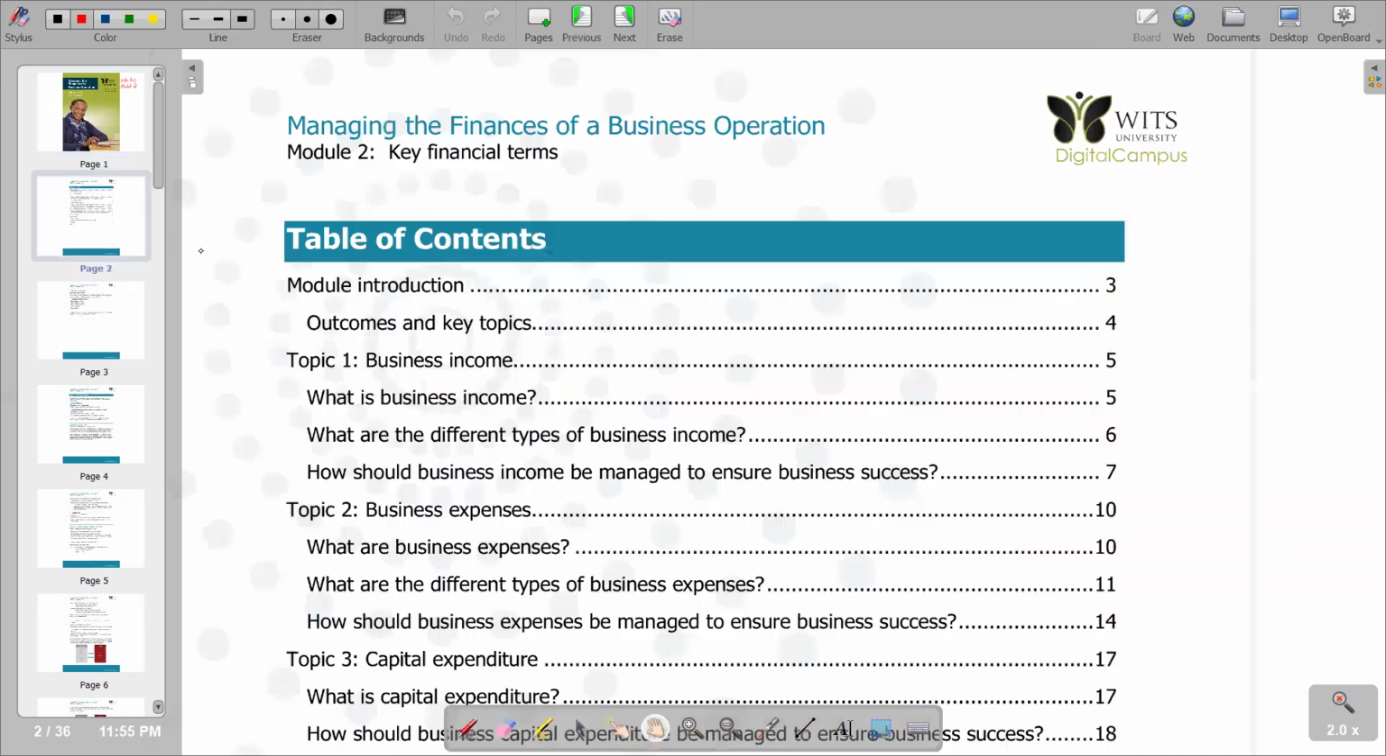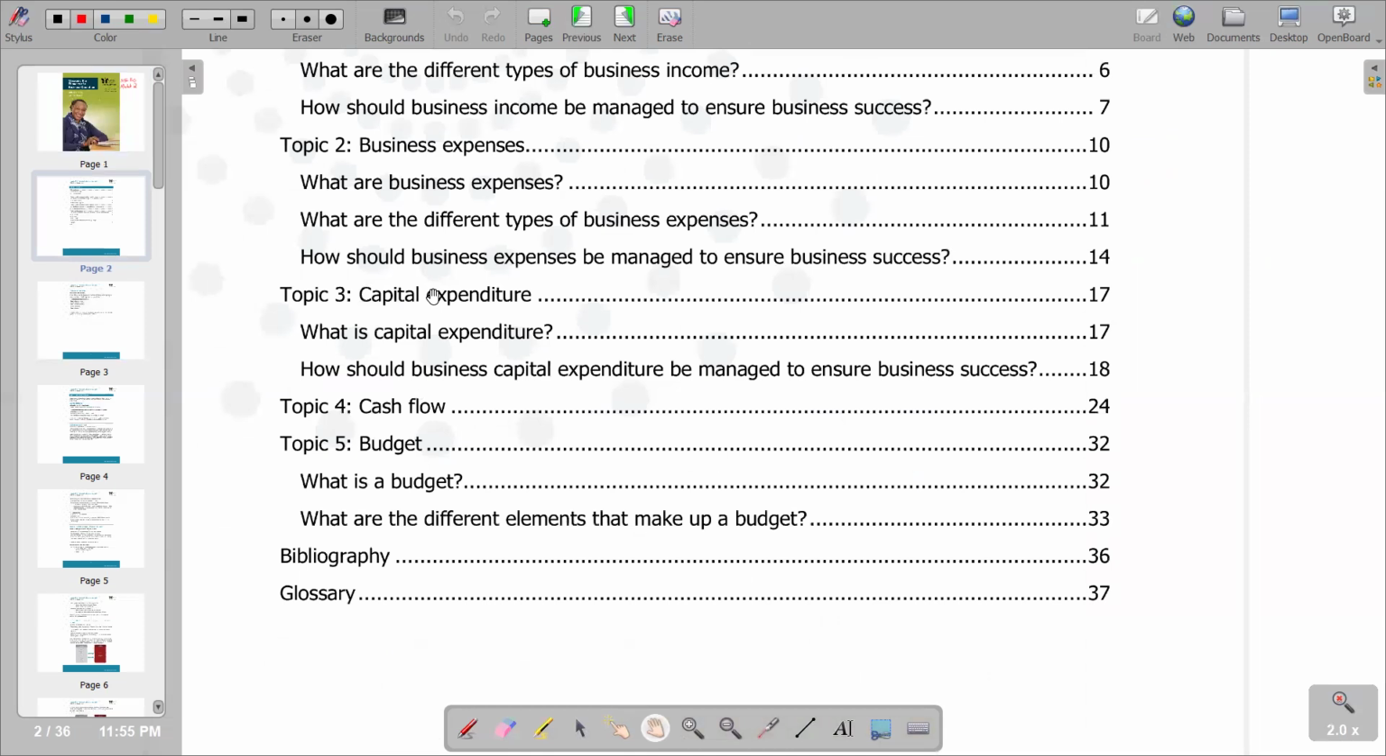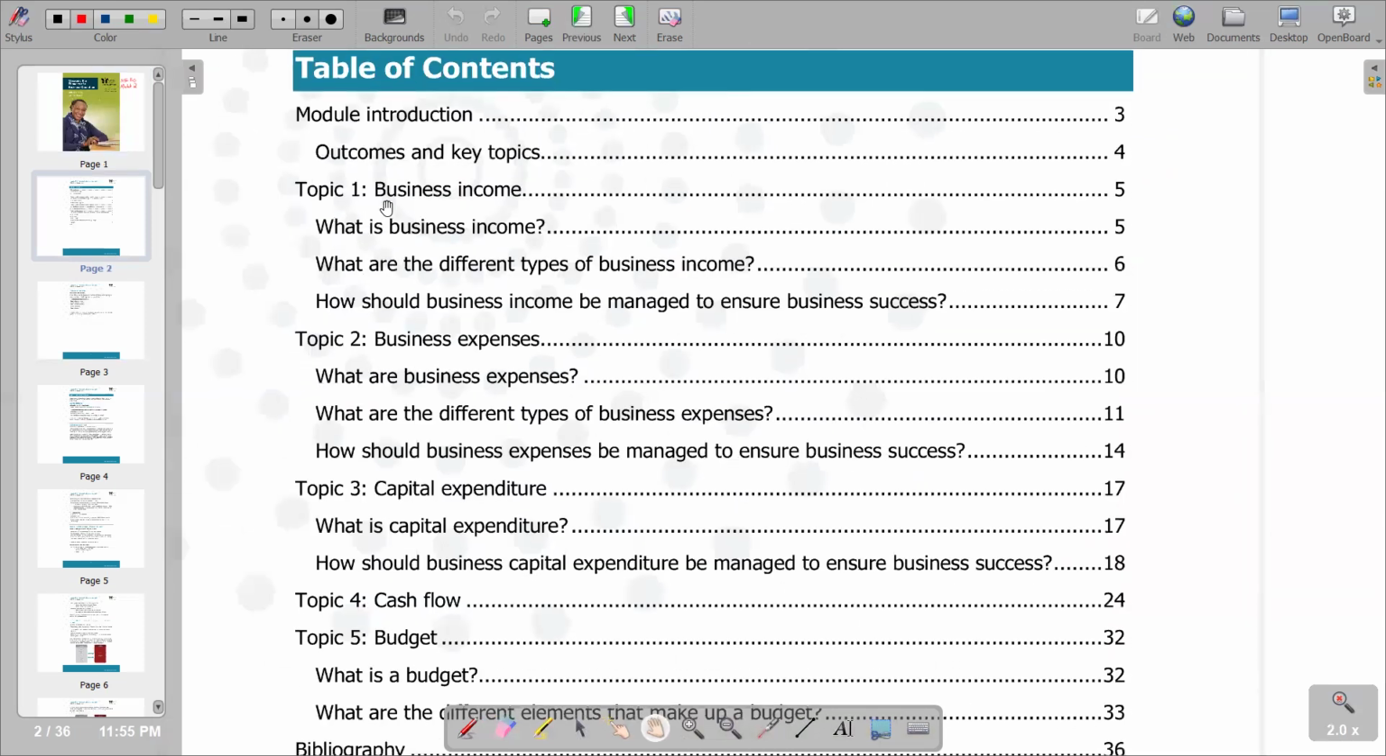As we proceed with the information that we have, we see that we are given a table of contents with various topics in module 2, from topic 1 to topic 5. But within the context of this video, we are only going to look at topic 1, which is on business income. Within our business income, we are going to look at what a business income is and try to understand its meaning. Secondly, we are going to look at the different types of business income, which is very important. And lastly, we look at how a business income should be managed to ensure business success.